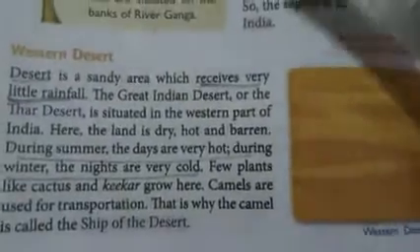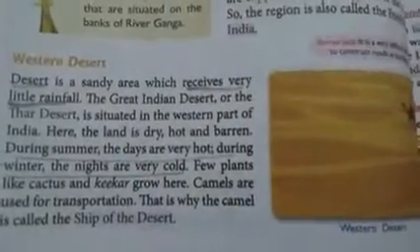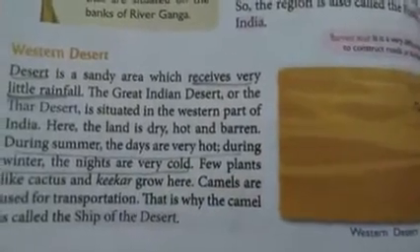Now, western desert. Desert is a sandy area which receives very little rainfall. You can see in the picture sandy area, and these areas receive very less rainfall. The Great Indian Desert or Thar Desert is situated in the western part of India.